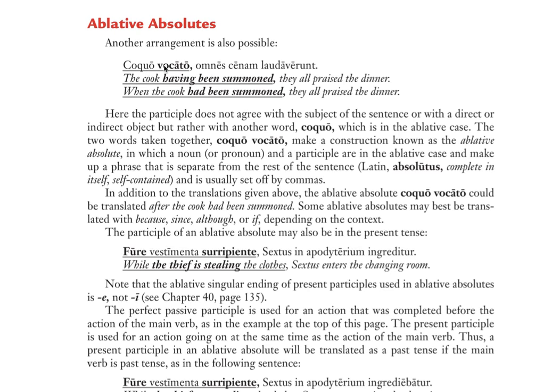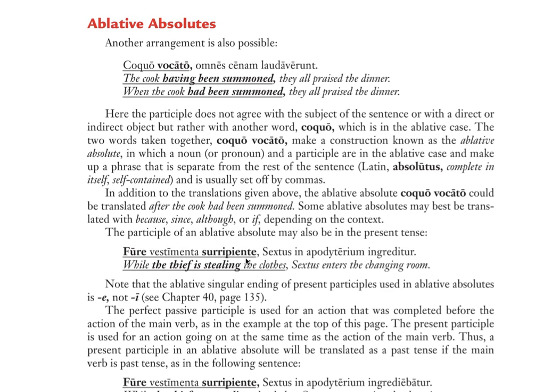Ablative absolutes can often take this form: noun, participle. Noun, participle. That's what this is down here. Noun, participle. As I said before, this participle also happens to take a direct object. This is: while the thief is stealing the clothes, Sextus enters the apoditerium, which is the changing room.